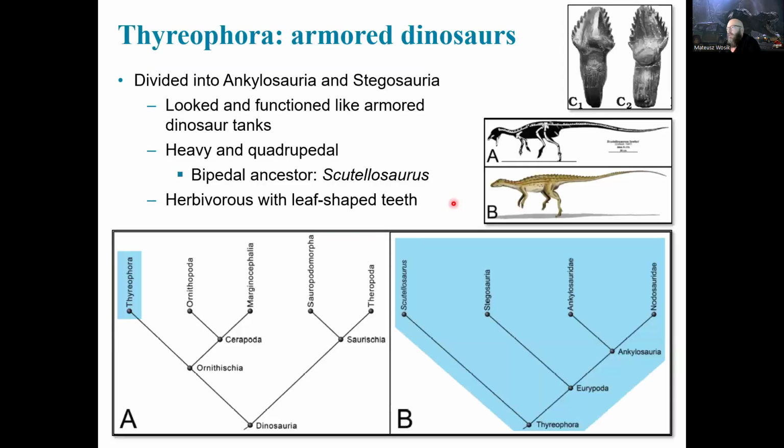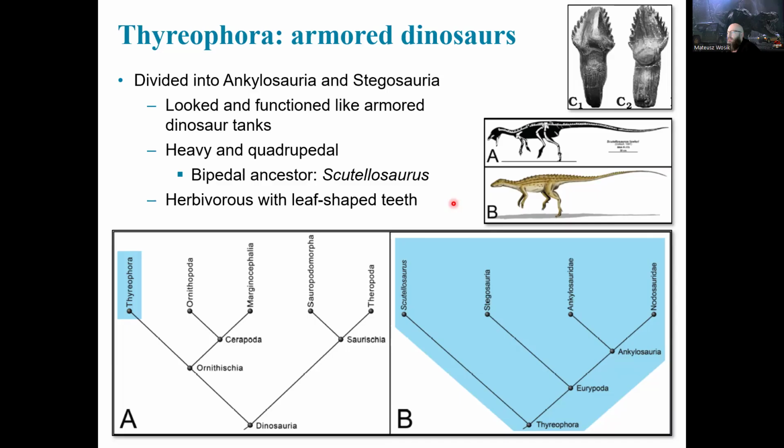So the first group we're going to look at are the thyreophorans, or the armored dinosaurs. So these are divided into ankylosaurs, and so like these armored tanks that we would see in like the various different kid toys, and stegosaurs, so they have like those triangular plates on their back usually. So between these two, they functionally kind of were like tanks.